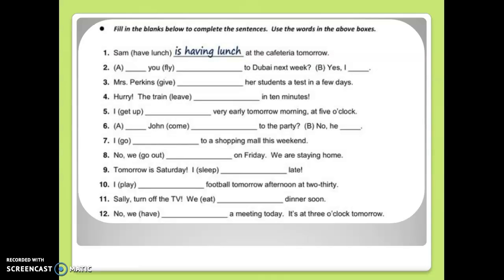Here we have a little exercise just to practice. Fill in the blanks below to complete the sentences. Use the words in the above boxes. Okay, Sam have lunch. So Sam is having lunch at the cafeteria tomorrow. Time particle. Are you flying to Dubai next week?